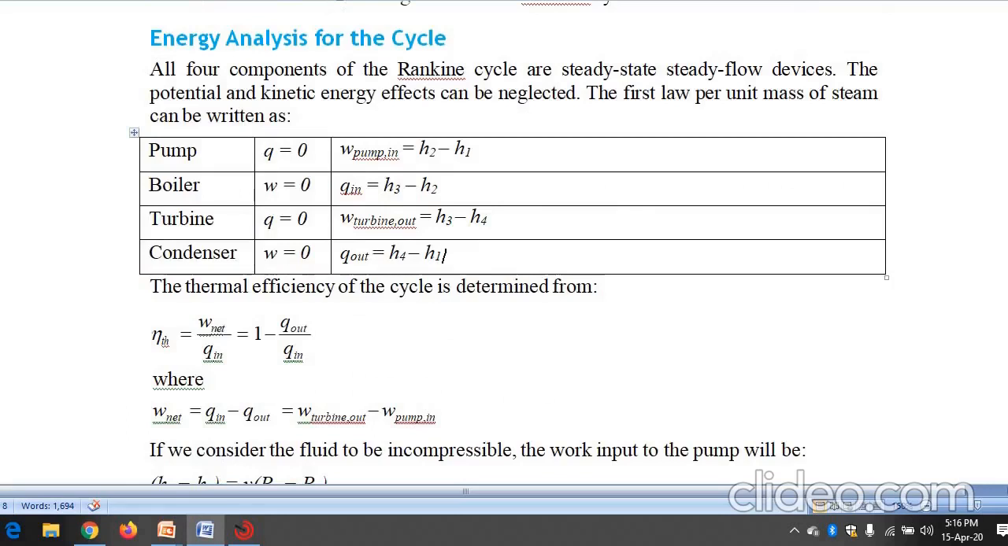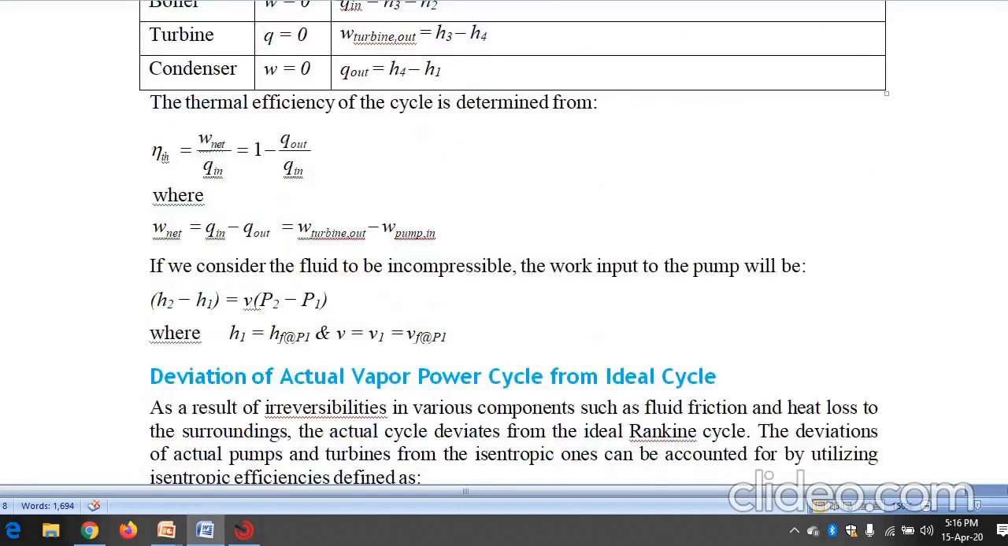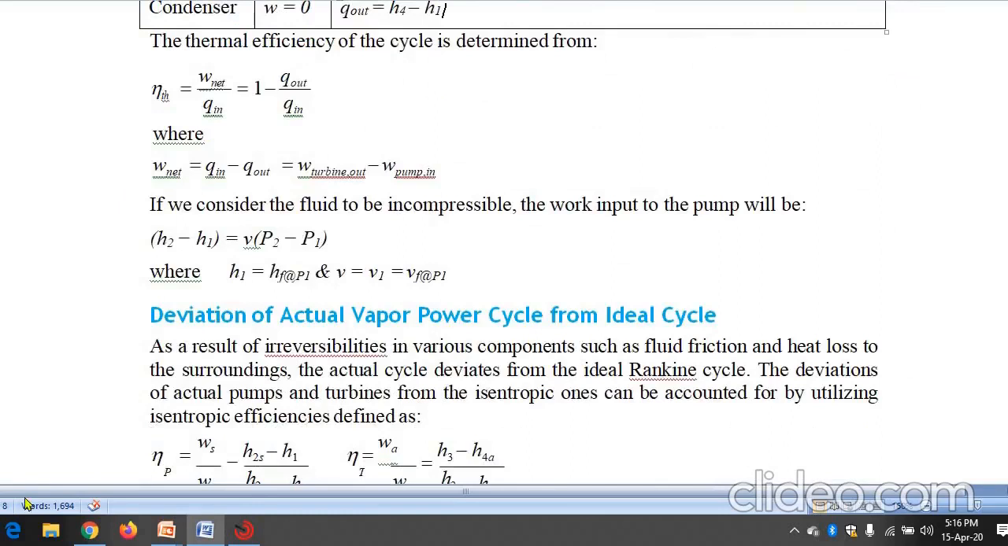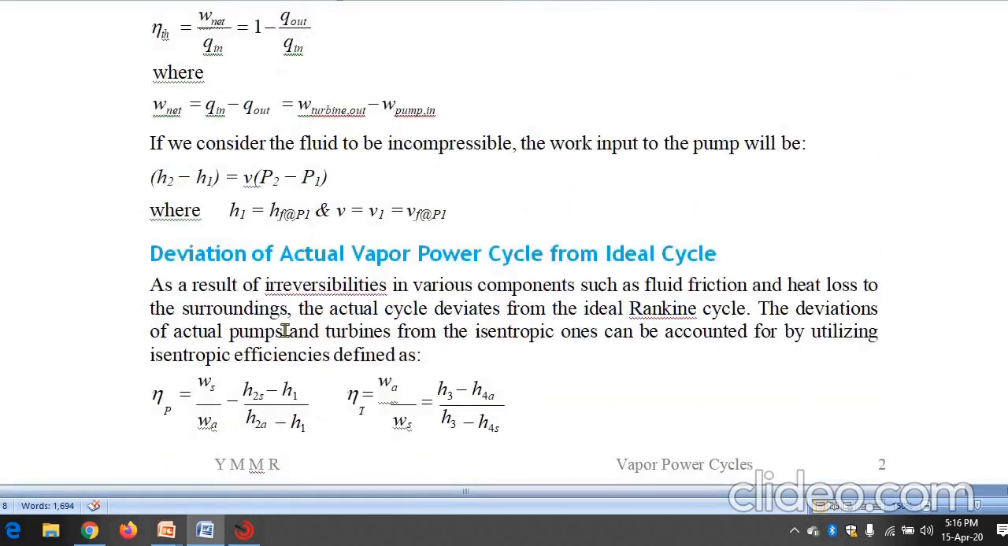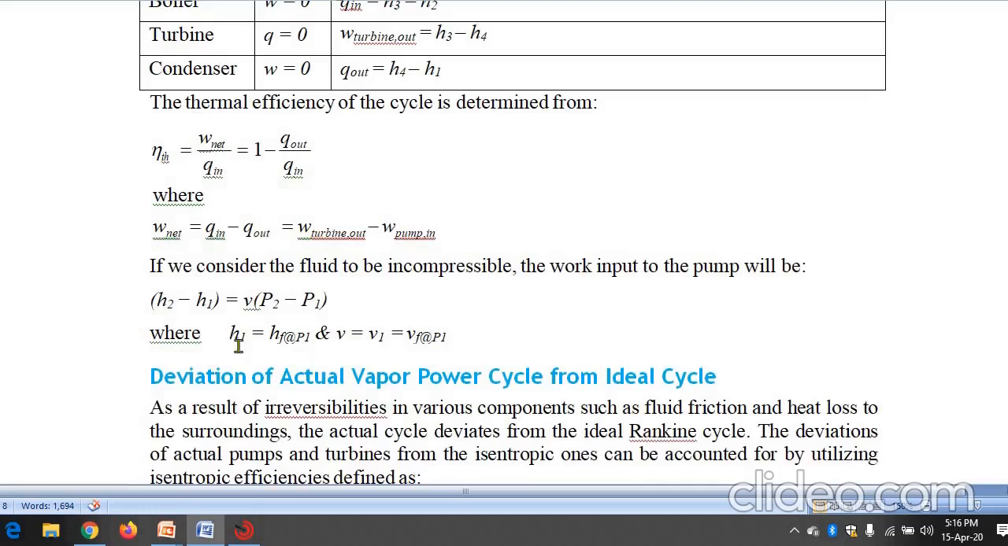Or we can say net work by heat supplied. What is net work? Net work means, out of the work produced by the turbine, a certain amount of work is consumed by the pump. Therefore, net work is equal to turbine work minus pump work. Turbine work minus pump work gives the net work, divided by the heat added. Heat addition is in the boiler. If you substitute, you will get the thermal efficiency in terms of enthalpies.